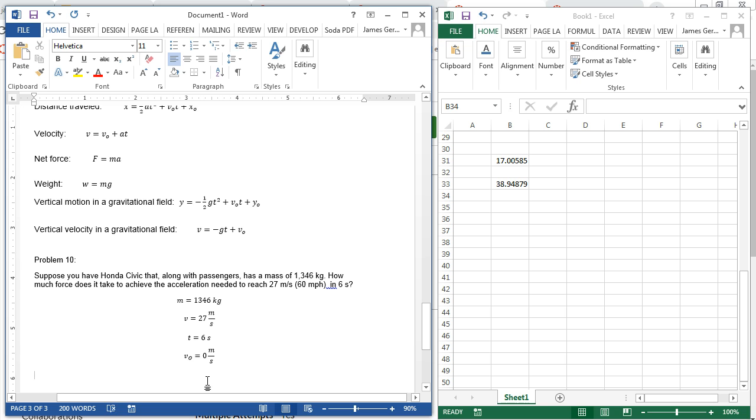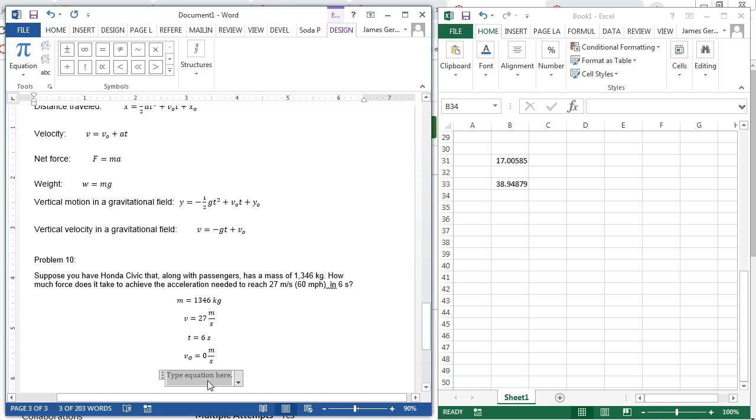So let's take that equation and let's solve it for a, for the acceleration. So the acceleration is going to be v minus v naught. All I've done is subtract v naught from both sides, and then I'm going to divide through by t. And so that gives me v minus v naught over t is the acceleration. Well, what do we have here? We have 27 meters per second minus 0 meters per second, and we have 6 seconds.